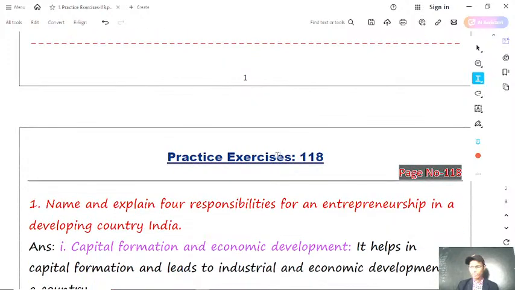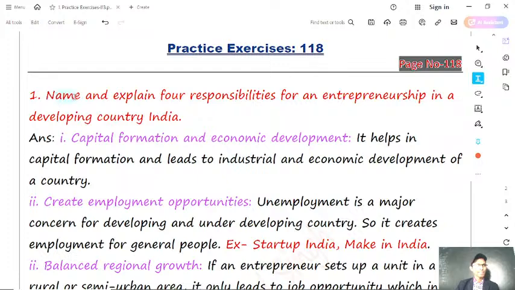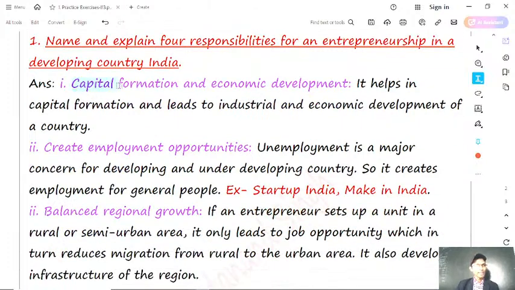Now the question for the second practical exercise. Name and explain 4 responsibilities for entrepreneurship in a developing country, India. See what the question is asking. The question is asking you have to give the name and responsibility of entrepreneurship in developing country India. You have to give the responsibility. First is capital formation and economic development.